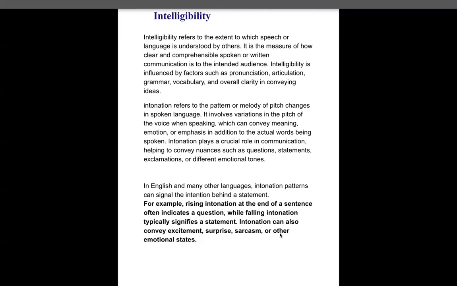So intonation can also convey excitement, surprise, sarcasm, or other emotional states. Okay, so I mean, you know how to differentiate certain kinds of intonations, but during the exam, only a little bit is necessary. For example, how to be empathetic and how to use your tone to be empathetic, how to use your tone to ask a question, and to be assertive, and when you're explaining.